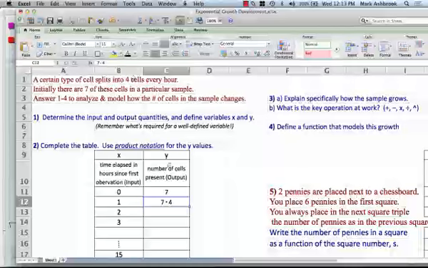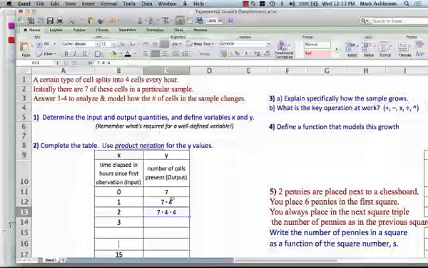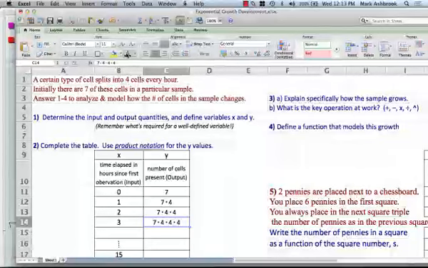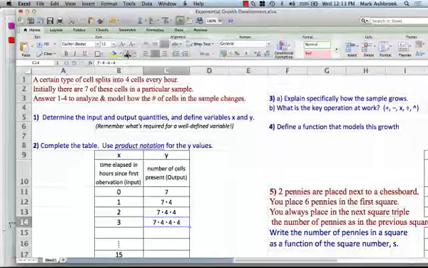All right. After 2 hours, product notation for a number of cells after 2 hours. Diana. 7 times 4 times 4. That's it. Okay. After 3 hours, product notation. Taylor. 7 times 4 times 4 times 4. Okay, so we look at this. What's happening? What characterizes this growth? Nathan, what characterizes this growth? Well, it's exponential. But what does that mean? So we're getting at what does that mean?